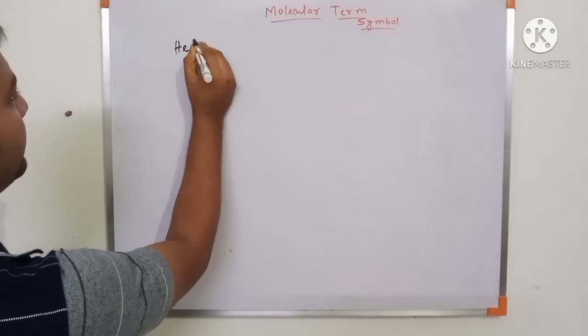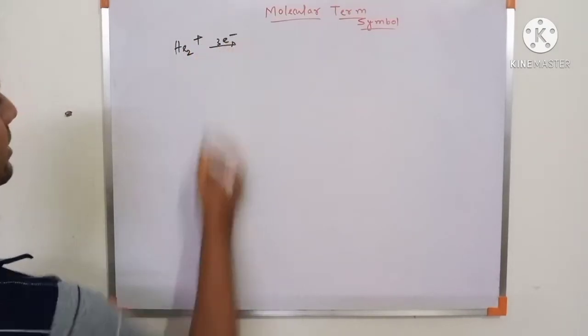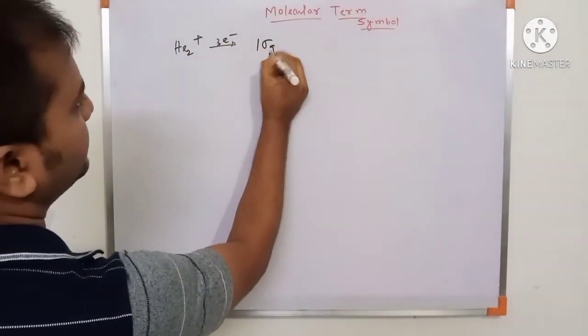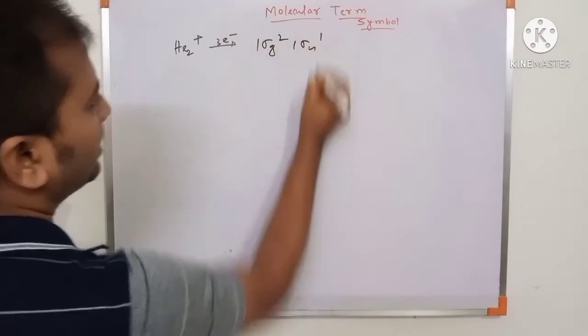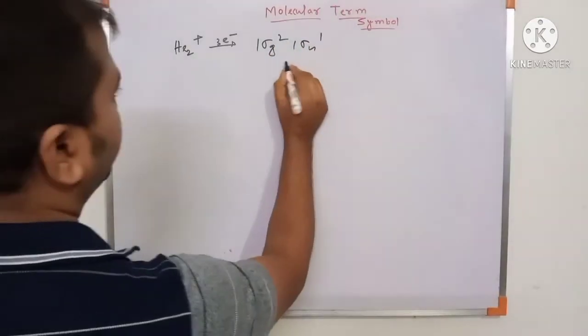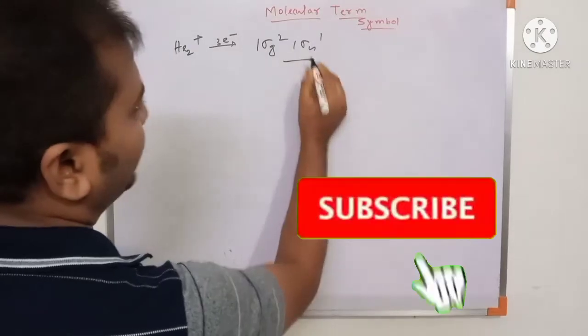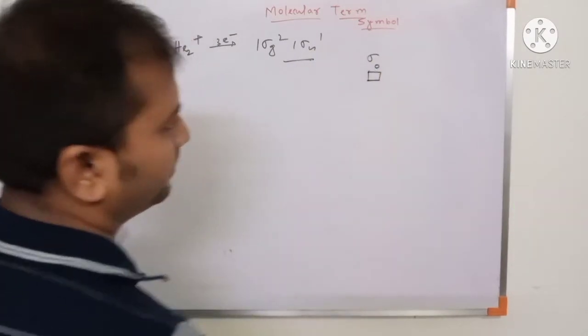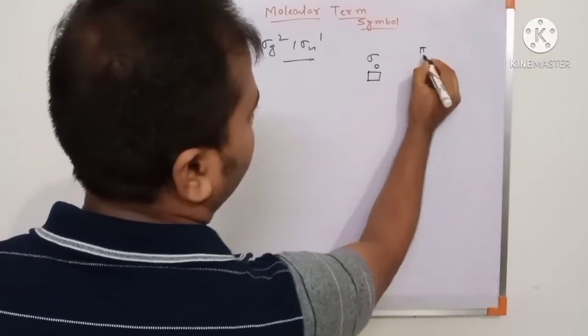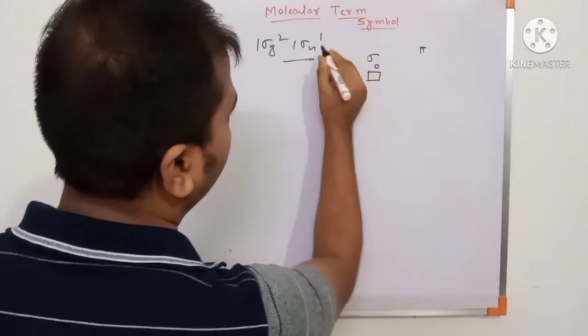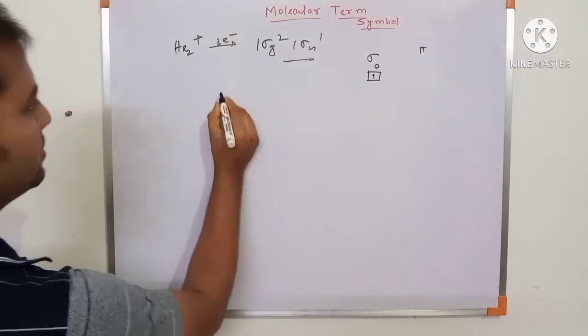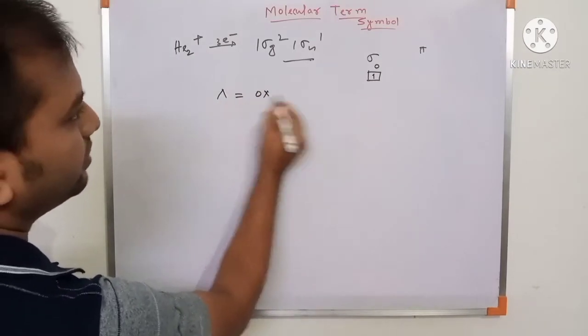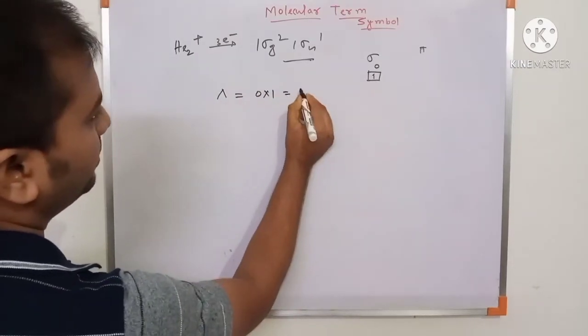Helium 2 positive, there are 3 electrons. So 1 sigma g 2, 1 sigma u 1. So we calculate the valence shell electron. Sigma having 0, pi having plus 1 or minus 1, sigma 0. So 1 electron, this. So lambda value equal to 0 into 1 electron. So lambda equal to 0.